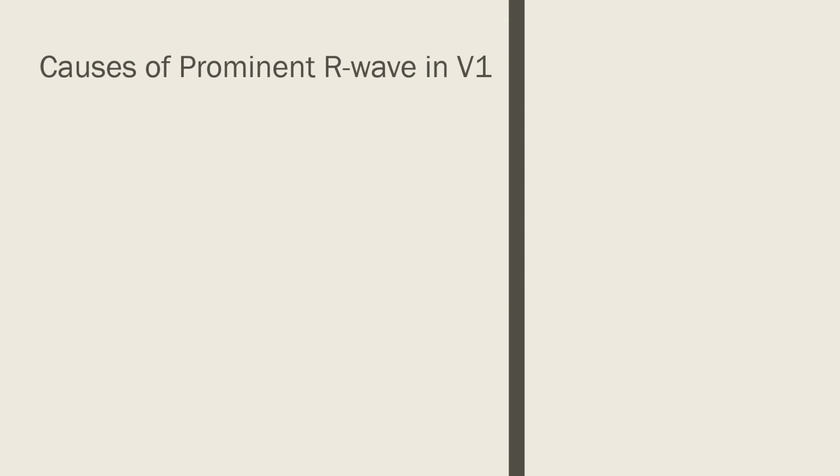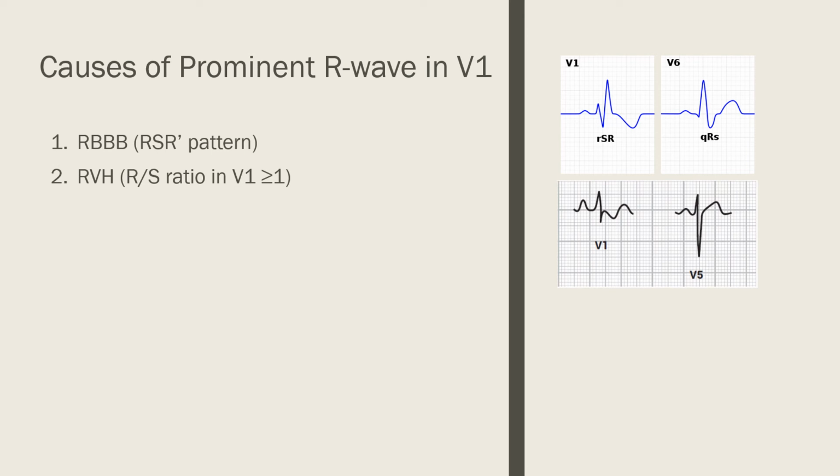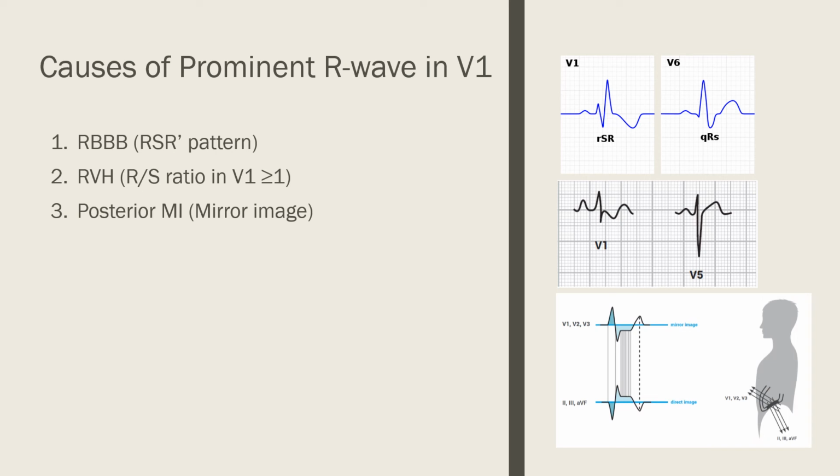We have an important finding in the ECG that when it is present, it is always abnormal. This is the prominent R wave in V1. What are the causes? First, right bundle branch block, as shown in this figure, the RSR prime pattern. Second, right ventricular hypertrophy in the form of RS ratio in V1 equal or more than 1. Third, posterior myocardial infarction, as shown in this figure, it is the mirror image of the ST elevation and Q wave of the myocardial infarction.